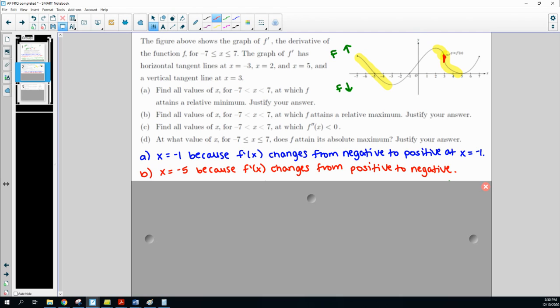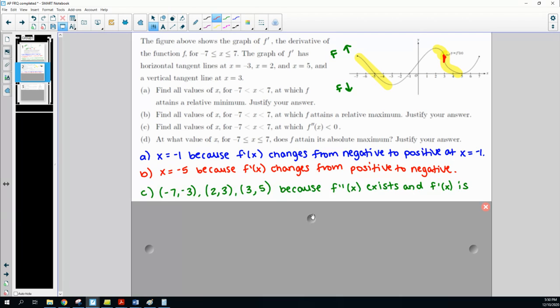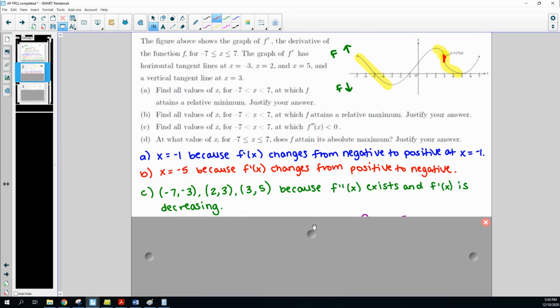So we can say that from -7 to -3, from 2 to 3, and from 3 to 5, that's where the second derivative is going to be less than 0 because the second derivative exists and the first derivative, f prime of x, is decreasing. So f prime of x is decreasing. That indicates the negative slope.